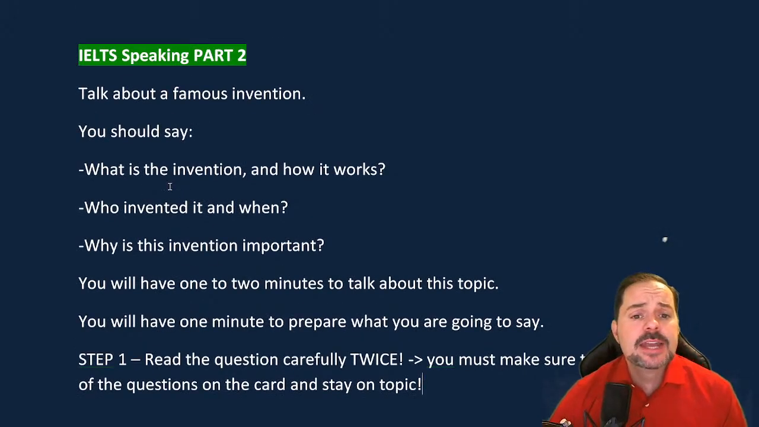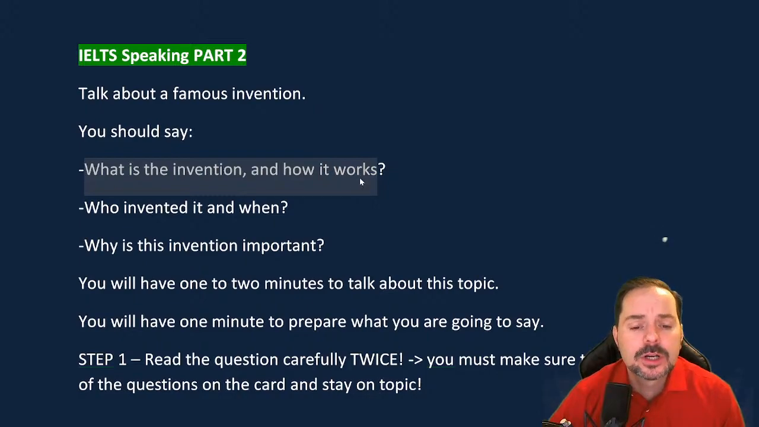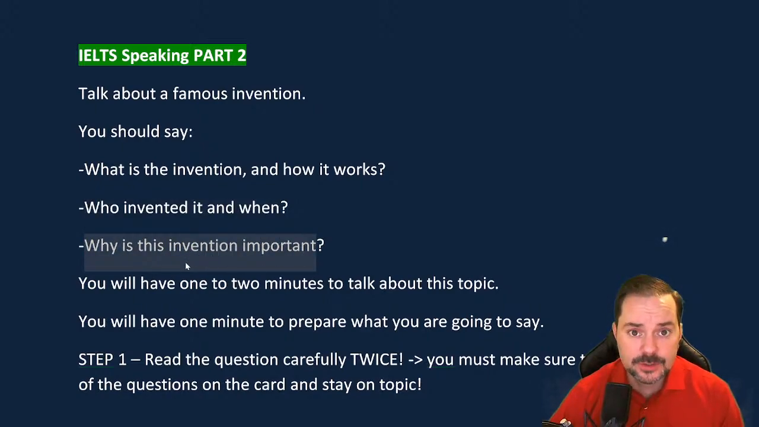All right, so let's do that now, students. Let's read this cue card question twice, okay? Read with me. So talk about a famous invention. You should say, what is the invention and how it works? Who invented it and when? Why is this invention important? One more time. Talk about a famous invention. What is the invention and how does it work? Who invented it and when? Why is this invention important?